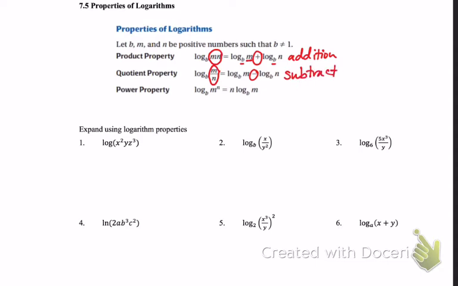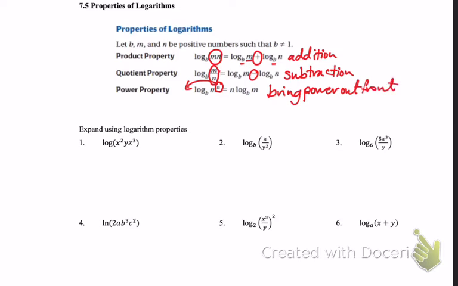And then finally, we have talked about this before in 7.4, but if you have anything raised to a power, you can bring that power out in front. We call that the power property. So you bring the power out front, and so then it just becomes multiplied by the log.